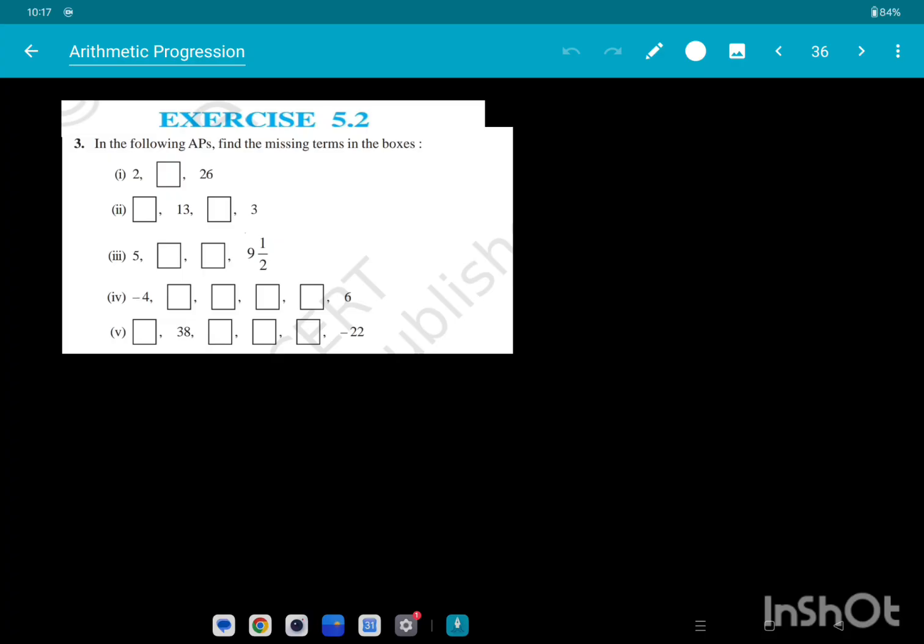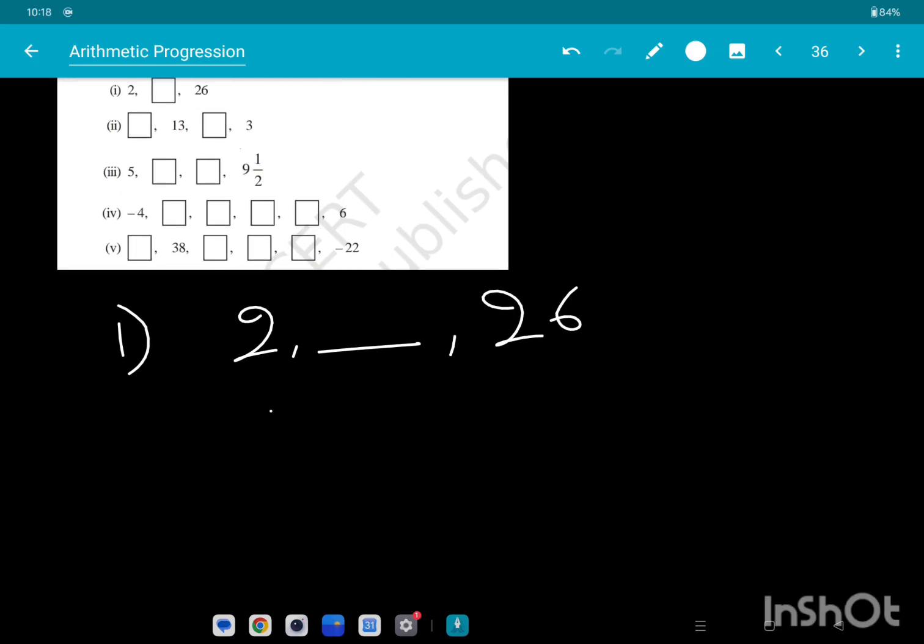In the following APs, find the missing term in the boxes. So we need to find the missing terms. What are the missing terms here? Here it was given 2, box and 26. So here we know that this is a, this is a plus d, and this is a plus 2d. We know the general form of an AP. What is that?